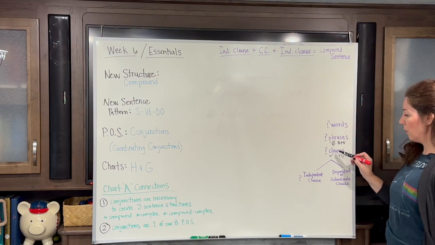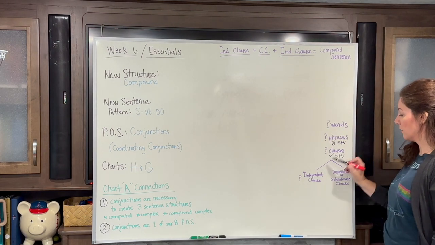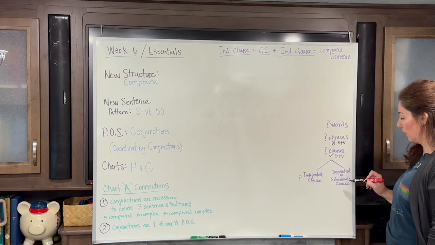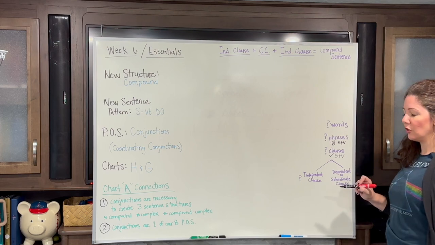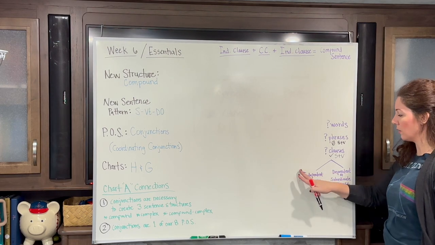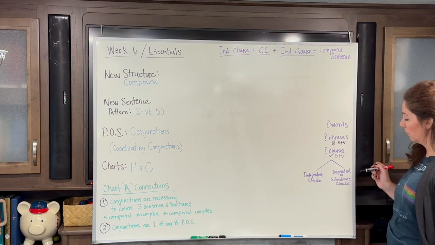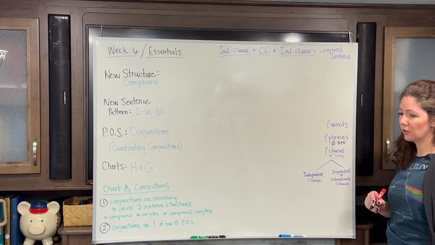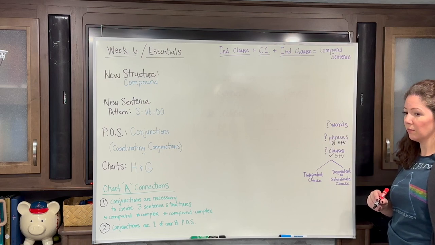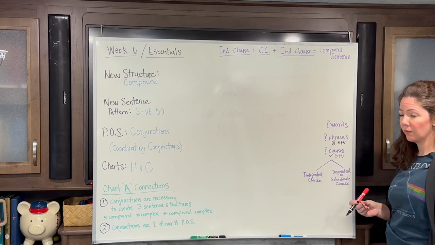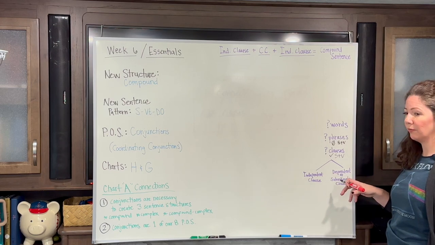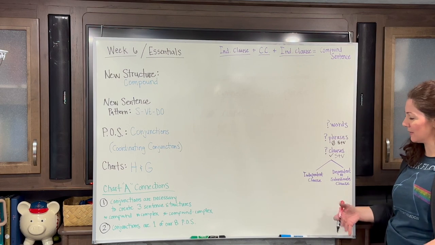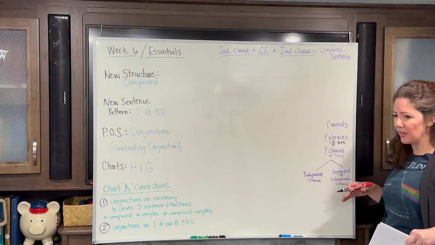And then when we get to clauses, we also have two breakdowns. We have our independent clause, and then our dependent or subordinate clause. Do you remember the difference between an independent clause and a subordinate or dependent clause? Dependent doesn't stand by itself. It's dependent. Yep. Independent. If you're independent, you stand by yourself. You don't need anything else to exist.